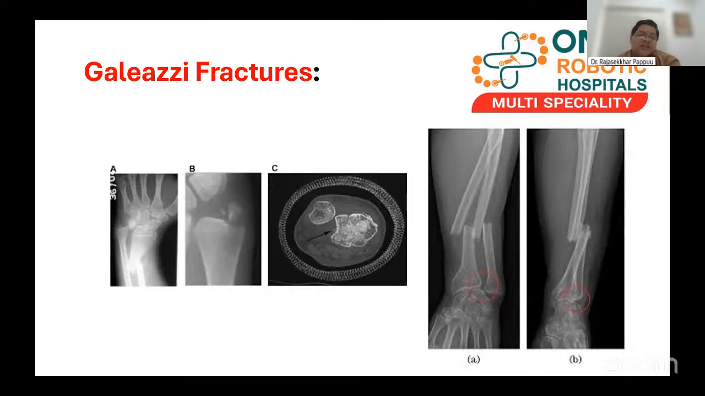This is a classic Galeazzi fracture, where you see the fracture of the distal radius on the left side, associated with an ulnar styloid fracture type 3, leading to dislocation of the distal radioulnar joint. This on the right side is a variant, where you see both bones of the forearm fractured, also causing distal radioulnar joint disruption.